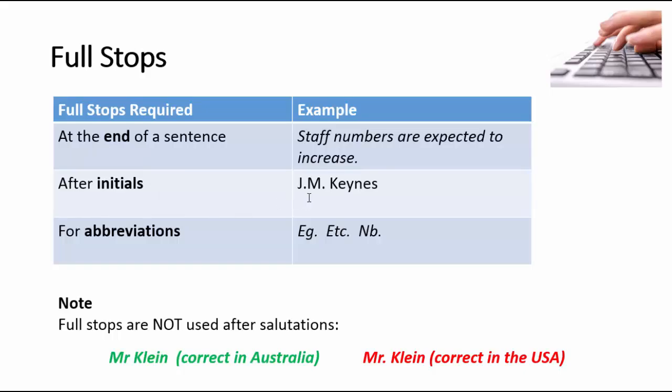Full stops are required at the end of the sentence and after initials, so J.M. Keynes, the full stop after J and after M. For abbreviations, so e.g. full stop, etc. full stop, N.B. full stop.